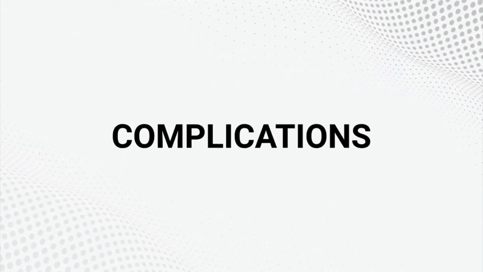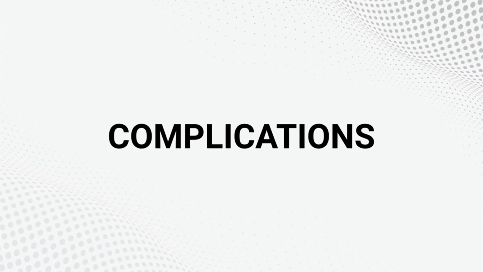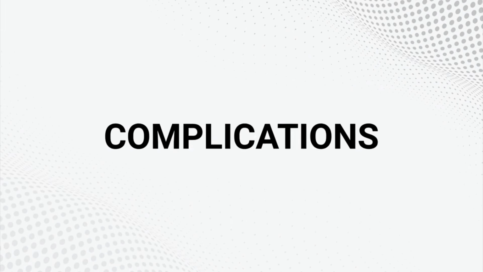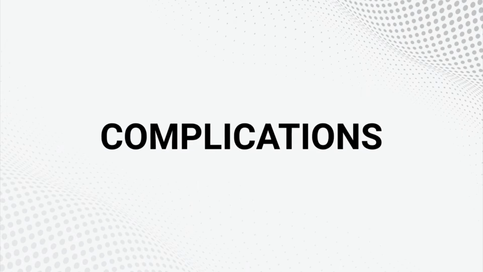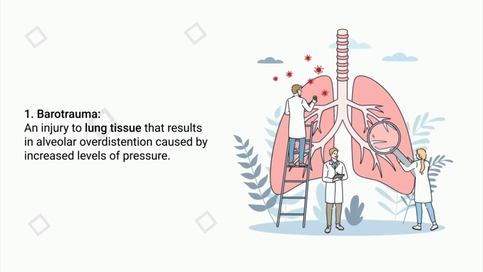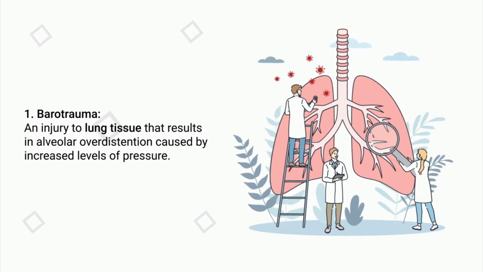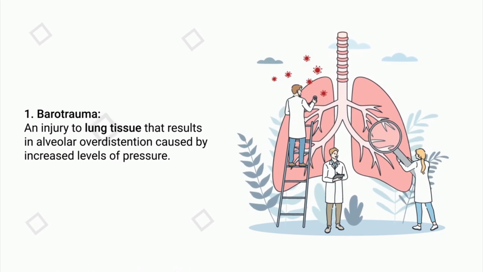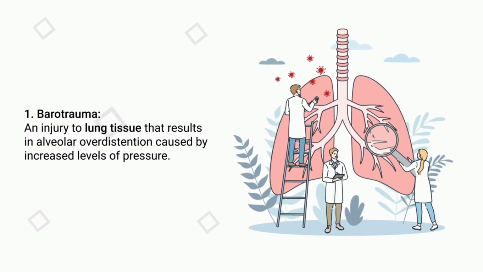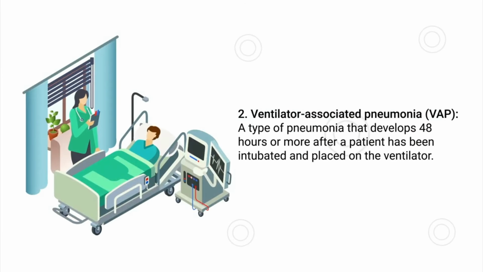However, there are some complications that can occur. Some of the most common risks and complications of mechanical ventilation include the following. First is barotrauma, which is an injury to lung tissue that results in alveolar overdistension caused by increased levels of pressure. Ventilator-associated pneumonia, which is a type of pneumonia that develops 48 hours or more after a patient has been intubated and placed on the ventilator.